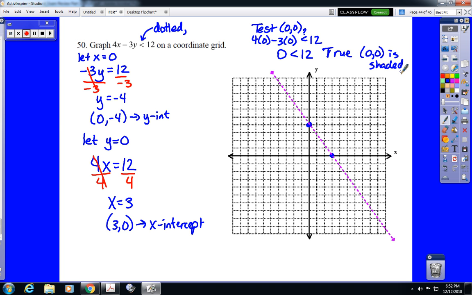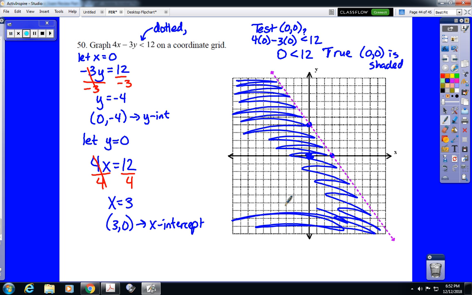Now why do we care? Because if 0, 0 is shaded, then that means that we're shading below our dotted line. So we would shade in everything below the dotted line, and that would finish up our graph.